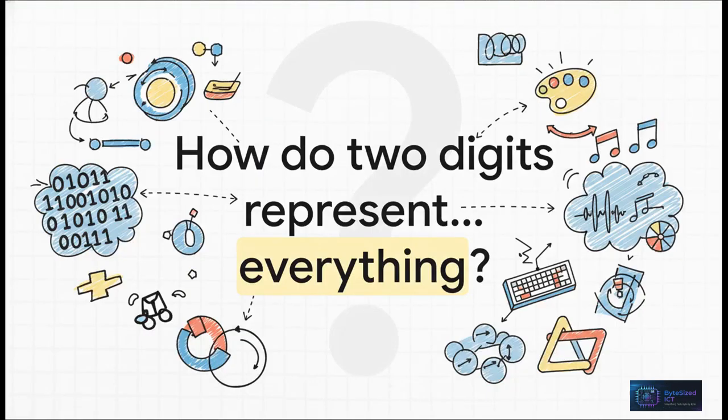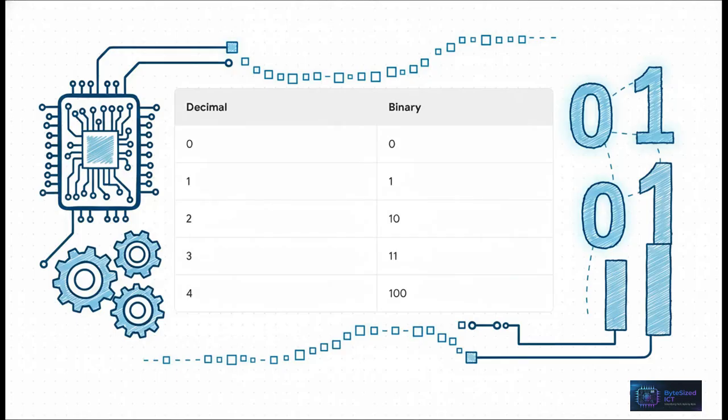And that's the big question, isn't it? If all you have are two options, a 0 and a 1, how can that possibly be enough to represent all the numbers, letters, colors, and sounds in the entire world? It's all about putting them in the right order. Look, it's easy at first. 0 is just 0, and 1 is just 1.